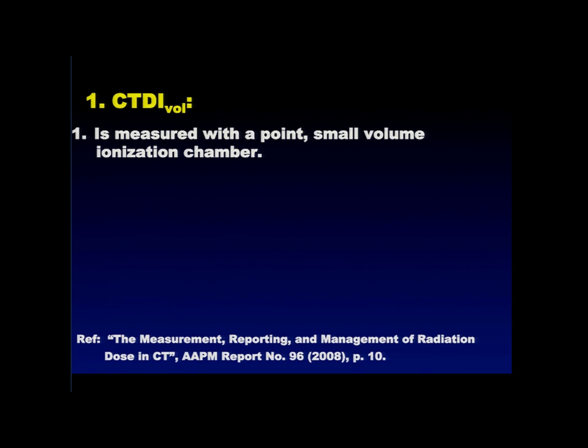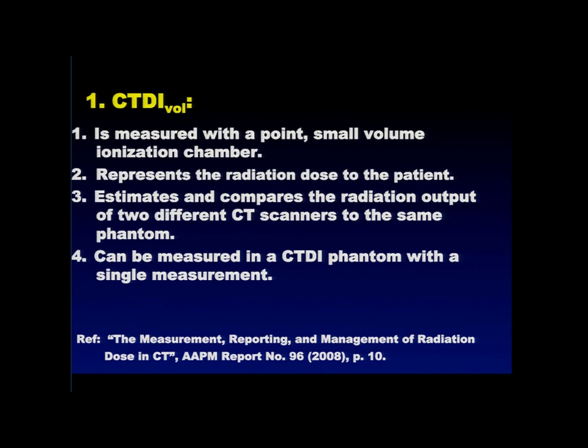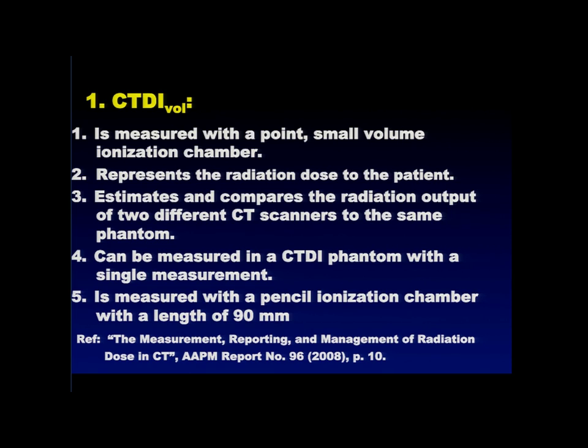Okay, so see how we're doing. CTDI vol is measured with a point small volume ionization chamber, represents the radiation dose to the patient, estimates and compares the radiation output of two different CT scanners to the same phantom, can be measured in a CTDI phantom with a single measurement, and is measured with a pencil ionization chamber with a length of 90 millimeters, which is the correct answer. Well, I see one right answer. Hold your hand up with the right answer. Yeah, okay, it's number 3. Okay?